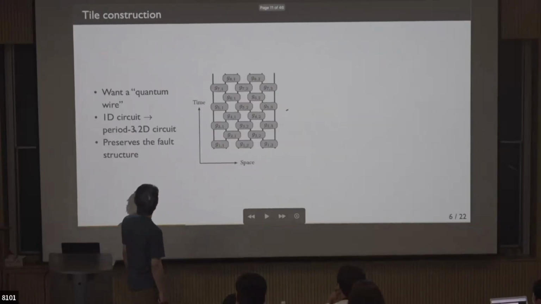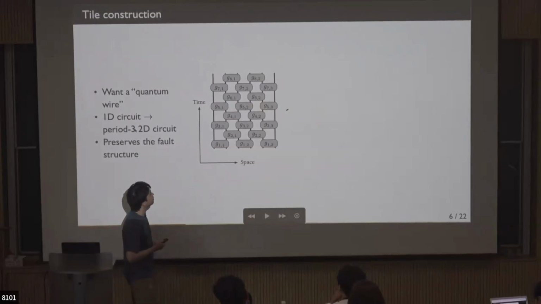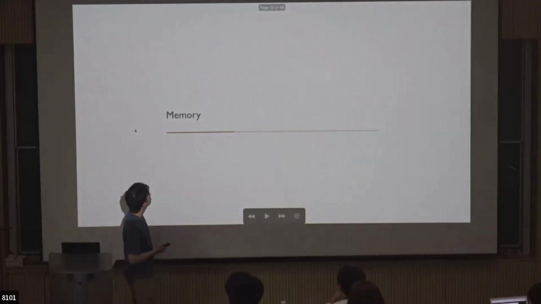Okay, great. So we're going to copy something similar. And the thing that we want is a quantum wire. Suppose that I have some circuit. Here I've chosen to draw some brickwork thing, and it's laid out in 1 dimension. And then I have time. Well, I can turn this into a periodic 2D circuit just by, oh.